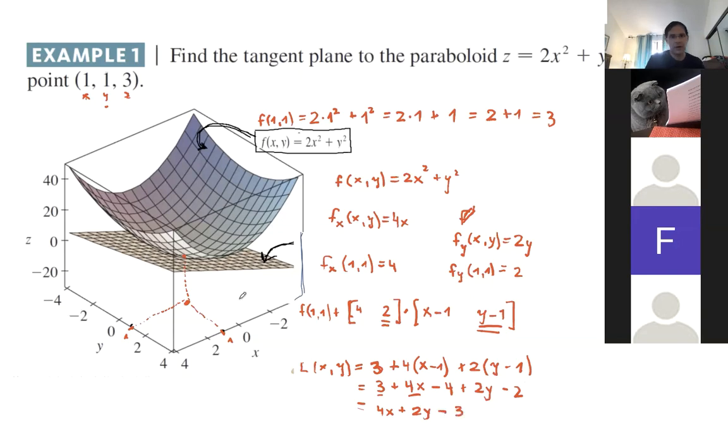Negative 3. Okay, so the equation of this plane is L of xy equals 4x plus 2y, and then minus 3. Okay, and we are done. That's the linearization of this function at the specific point 1, 1.